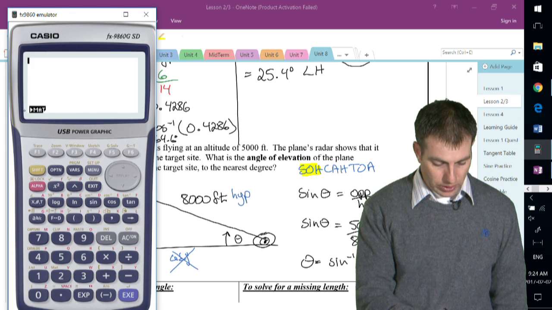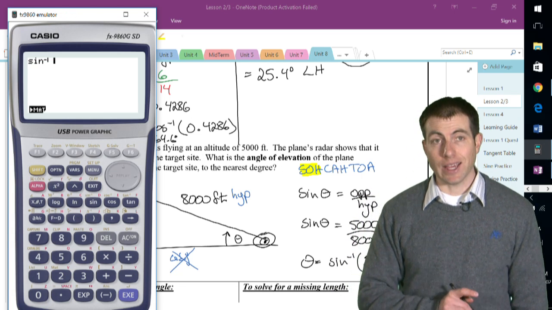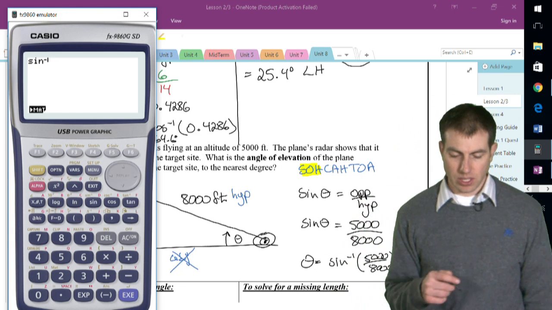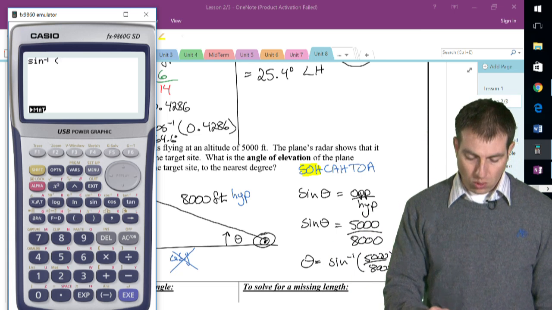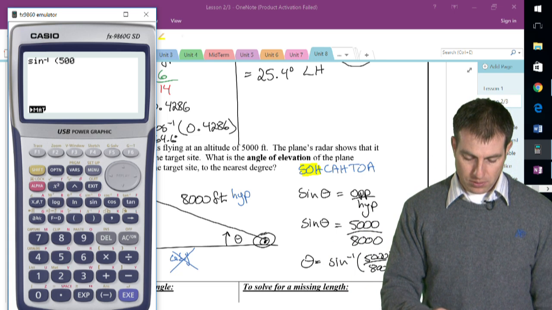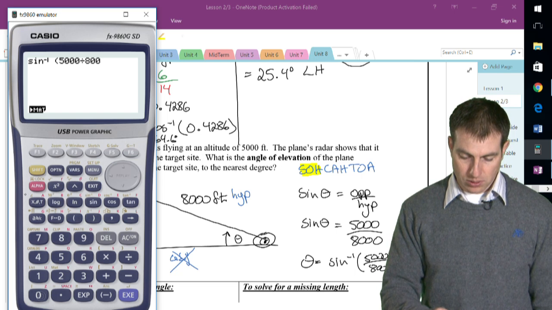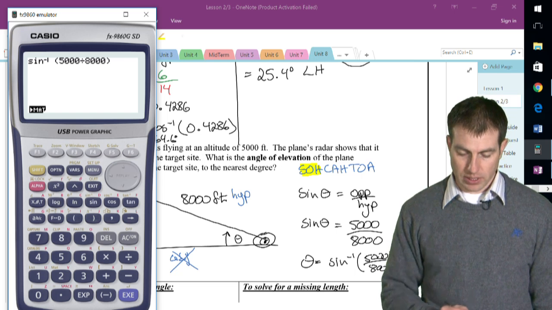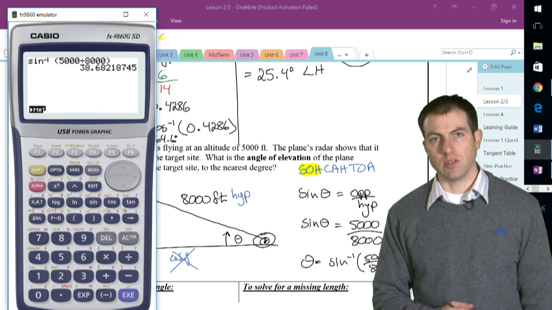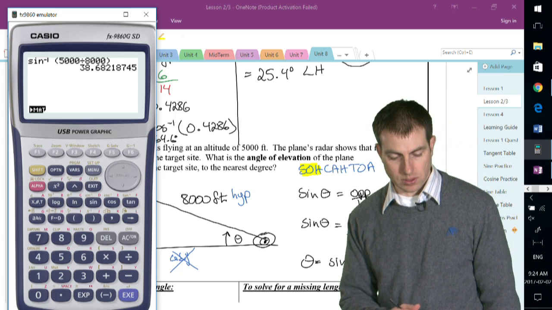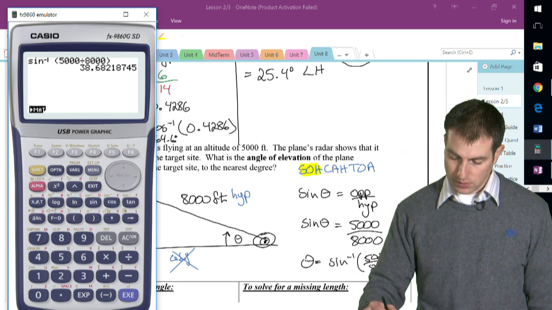So I'm going to go inverse sine because I want an angle. If I want an angle, I always have to do the inverse function. I'm going to open a bracket, 5,000 divided by 8,000. I'm going to close my bracket, and then it's going to give me my angle. So 38.68. We'll just call it 39 degrees.